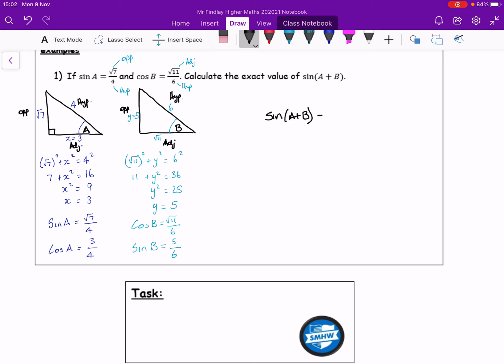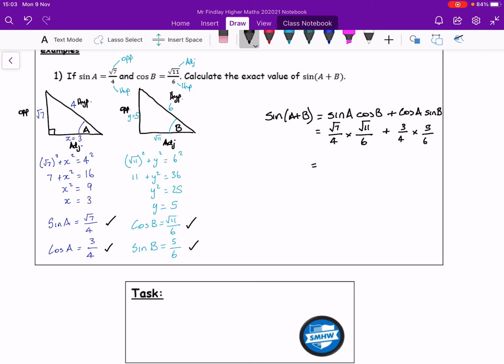Sine of A plus B. If we look at our formula sheet, we have sine of A, cos of B, consistent for sine, so plus cos of A, sine of B. And then it's a case of, let's see what we've got. So sine A, which is this one, multiply cos B, plus cos A, 3 over 4, sine B, 5 over 6.